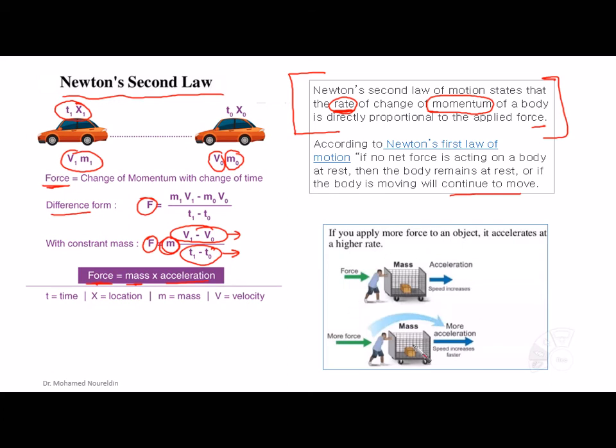And this is an illustration for you. If you apply more force to an object, it accelerates at a higher rate. If we put the force here, and this is the mass, then there is acceleration. If you put more force, you're going to find the mass is moving with more acceleration. Here the speed increases, and here the speed increases faster. Now, this is the first law and second law of motion.